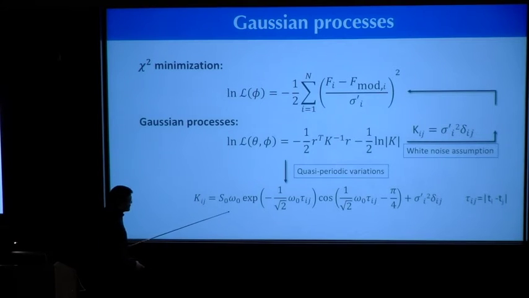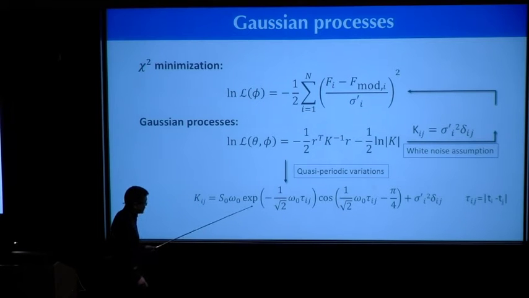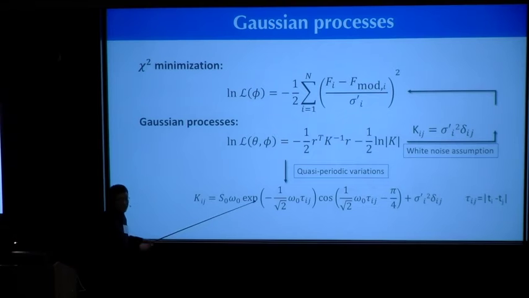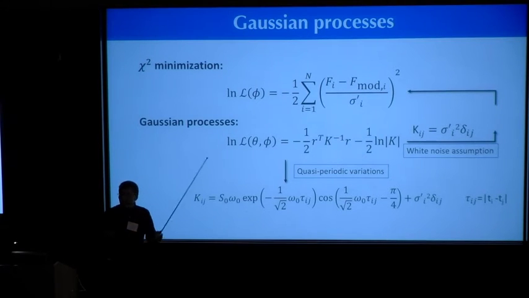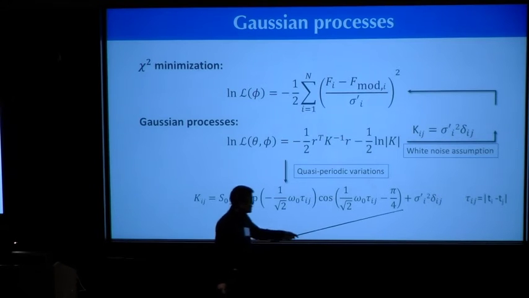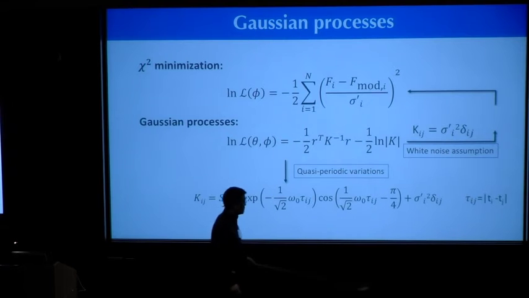So you can see the first term contains an exponential term and a cosine term. The cosine term basically takes into account the quasi-periodic variations, and the first term is exponential. So this parameter omega naught controls how wide the data points can be separated and can still be correlated. The last term is the usual data term. So this is a diagonal term of the covariance matrix.